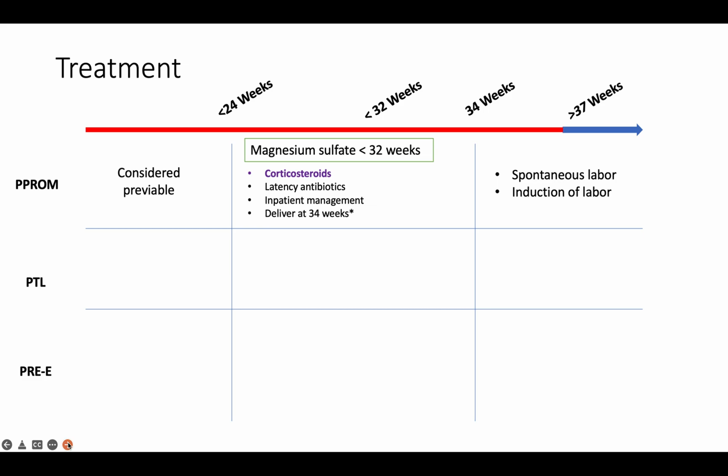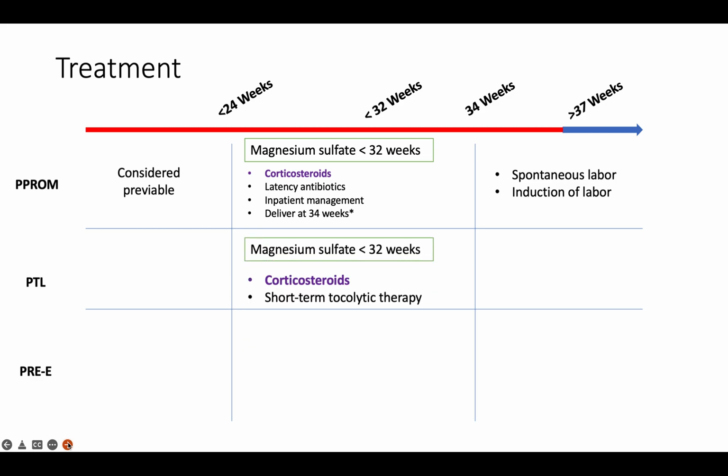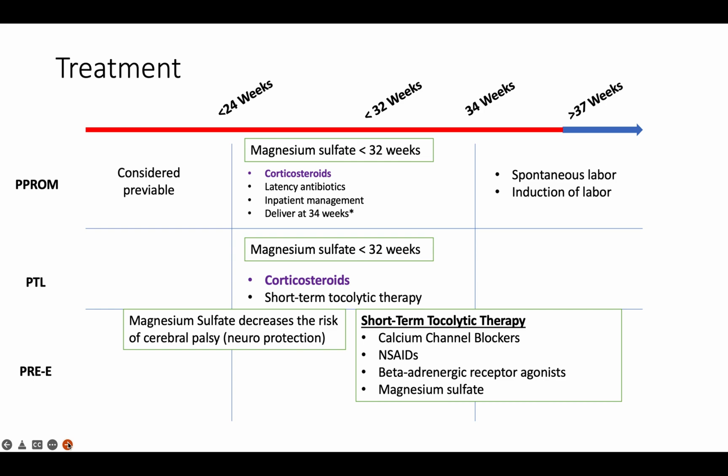Next up is preterm labor. Preterm labor patients also receive corticosteroids for lung development, and they also get short-term tocolytic therapy. This is a short-term treatment for 48 hours to hopefully halt labor. They also receive magnesium sulfate less than 32 weeks to decrease the risk of cerebral palsy, to offer neuroprotection. The short-term tocolytic therapies to decrease labor include calcium channel blockers, NSAIDs, beta-adrenergic receptor agonists, and magnesium sulfate also.